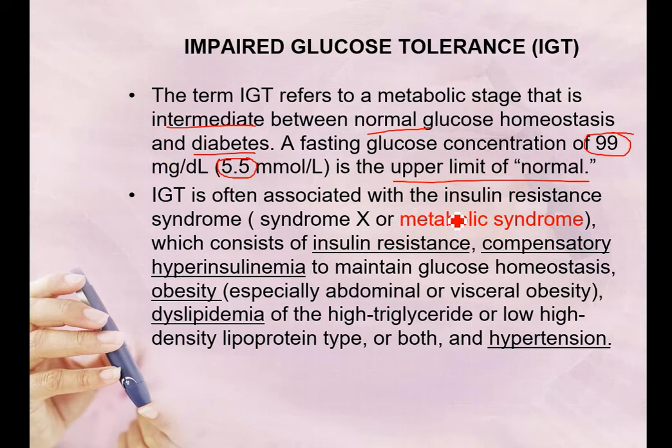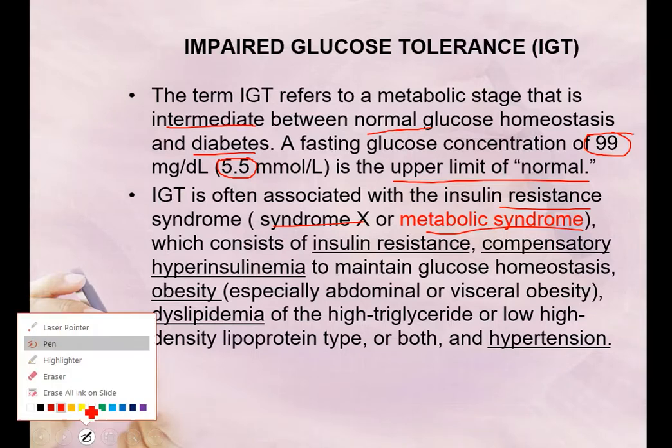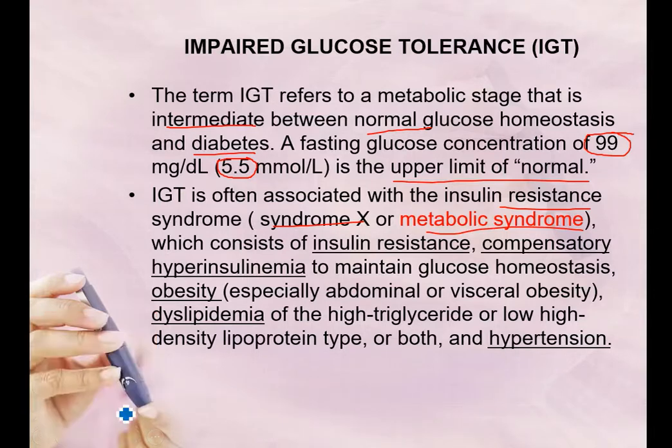IGT is often associated with the insulin resistance syndrome, known as syndrome X or metabolic syndrome, which consists of insulin resistance with compensatory hyperinsulinemia to maintain glucose homeostasis, obesity, especially abdominal or visceral obesity, dyslipidemia of the high triglyceride or low high density lipoprotein type or both, and hypertension. So the criteria for metabolic syndrome associated with insulin resistance are insulin resistance, compensatory hyperinsulinemia, obesity, dyslipidemia, and hypertension.